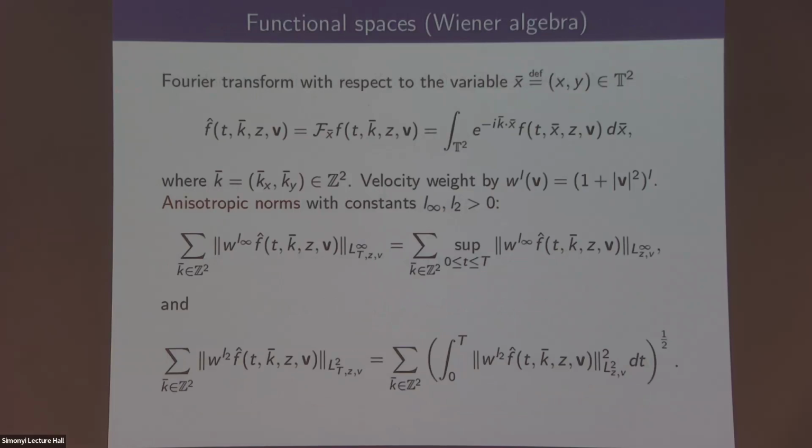Now in this case of the model I'm studying, we take the Fourier transform with respect to the variable x, which is x y in the torus. We don't take the Fourier transform with respect to the variable z. You have f hat of t, k, z, and v, and you leave z and v alone, and you only integrate in 2 dimensions of x. So k is k of x, y, meaning k_x and k_y, and z. And then we use these Chemin-Lerner type velocity spaces.